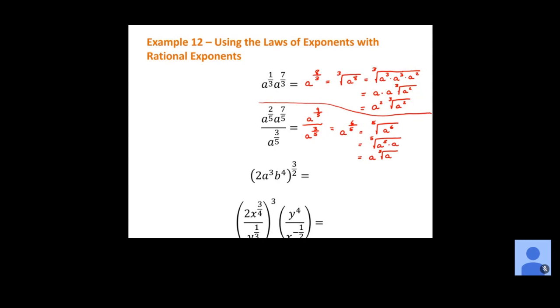This kind of combines everything that we did last week and today, right? Remember your properties of exponents. Multiplication becomes addition of exponents. Division is subtraction of exponents. And then once we get those fractional exponents, we can change those to radicals, and then we can simplify the radicals where possible.